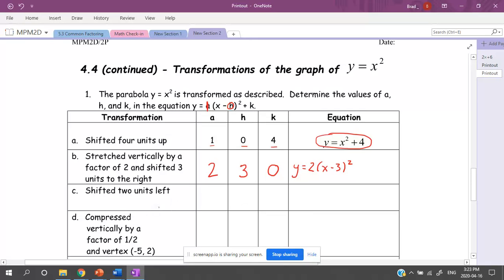Okay, let's take a look at another one. Shifted 2 units to the left. Pause the video right now and give this a try yourself. Okay, hopefully what you've seen is that it hasn't been stretched or compressed, so a will still be 1. It's been shifted 2 units to the left, so that's negative 2, and it hasn't been translated or shifted up or down at all. So it should be like this. I could put a 1 in front, but that's a bit redundant, so I won't bother. So I'll just say x minus h, but it's a negative 2. So x minus negative 2 is plus 2, and then again, plus 0. I don't have to write that.